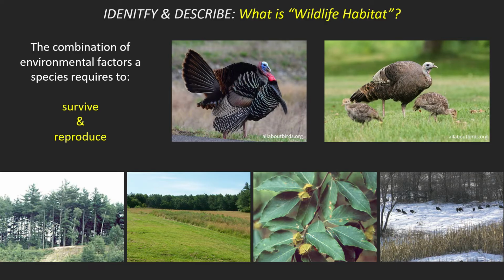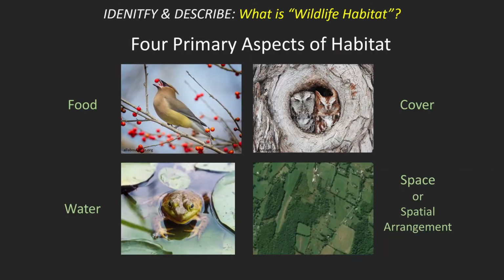In its simplest terms, we can define habitat as the combination of environmental factors that a given species requires to survive and reproduce. And while each wildlife species has its own set of specific features that make up its required or preferred habitat, there are 4 primary aspects of habitat that all wildlife require, and those are food, cover, water, and space, or spatial arrangement of food, cover, and water within a landscape.